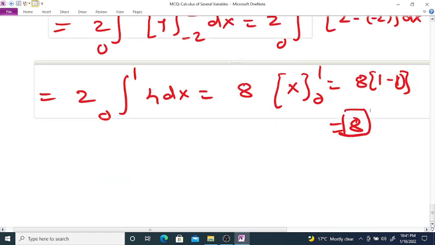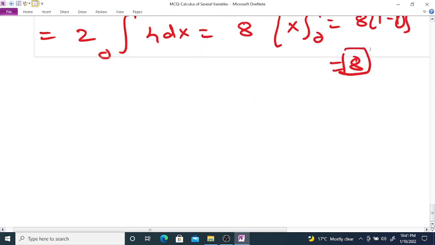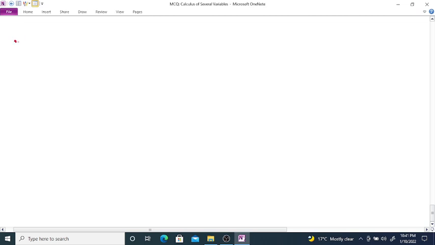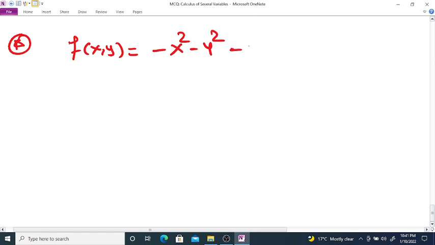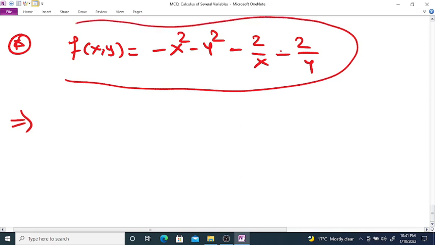Now next example, we want to determine extreme values. Say the next one, we want to determine the extreme values of f of x y equal to minus x squared minus y squared minus 2 by x and minus 2 by y. So find the extreme values of this function. That is, we want to determine at what point this function f has extreme values.